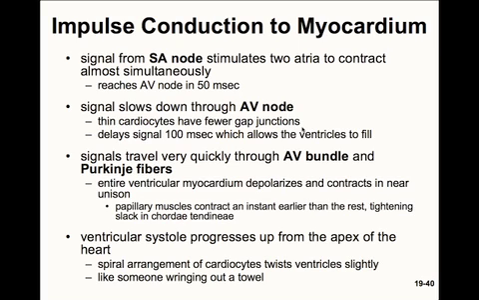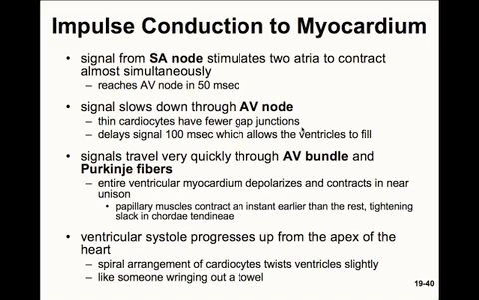So once the SA node is fired, it stimulates the two atria to contract simultaneously. The signal then reaches the AV node in about 50 milliseconds. At the AV node, the signal slows down. First of all, there are thinner cardiocytes, but they have fewer gap junctions. So the scenario is much like coming off an interstate into a small town. The speed limit drops. With fewer gap junctions, there's less propagation of signal. This will delay the signal about 100 milliseconds, which allows the ventricles plenty of time to fill. Without this delay, the ventricles wouldn't fill appropriately, and we wouldn't be delivering enough blood out into the system.